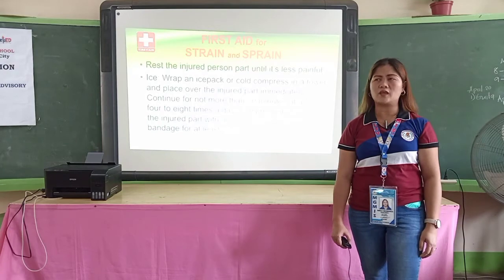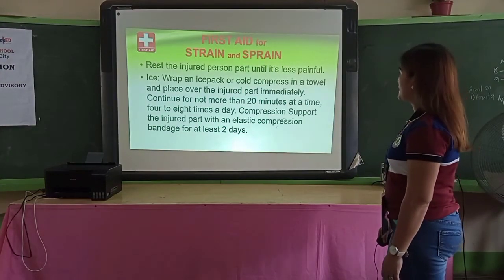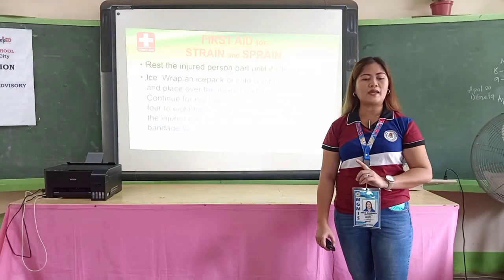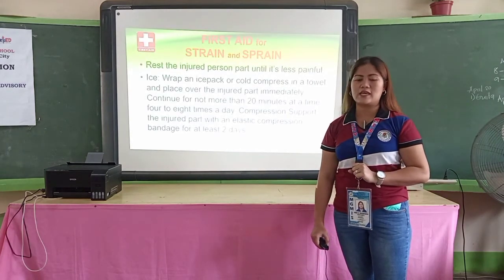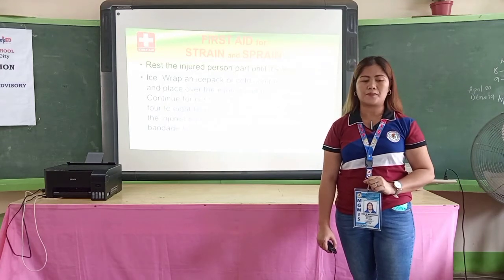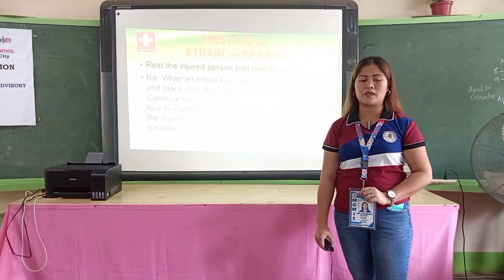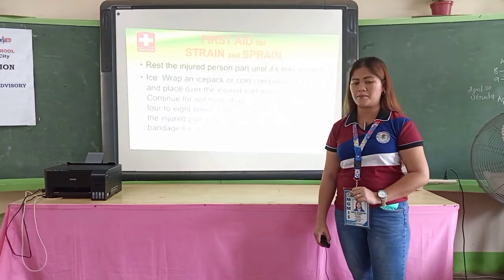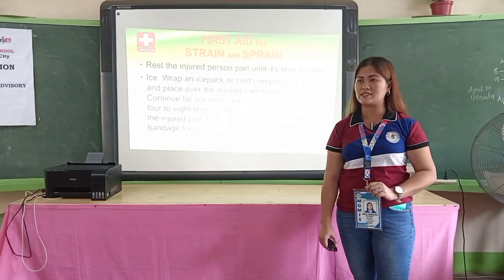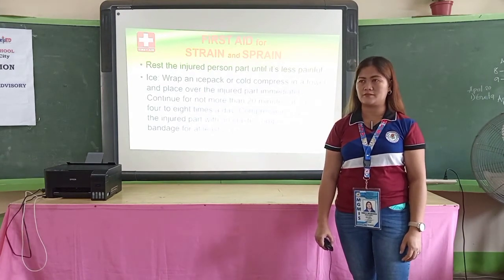Next, the first aid for strain and sprain. Rest the injured part until it's less painful. Ice: wrap an ice pack or cold compress in a towel and place it over the injured part immediately. Continue for not more than 20 minutes at a time, 4 to 8 times a day. Compression: support the injured part with an elastic compression bandage for at least 2 days.